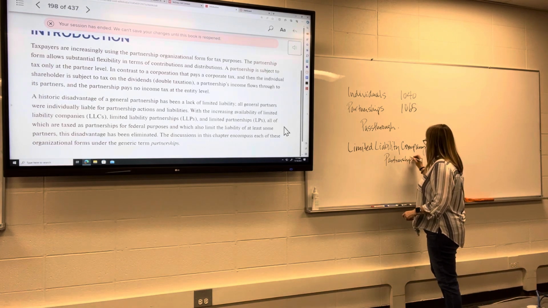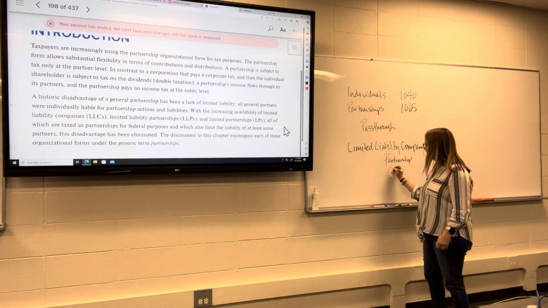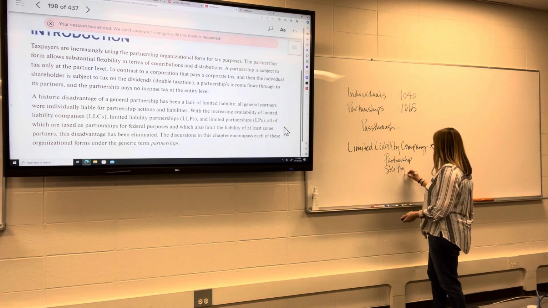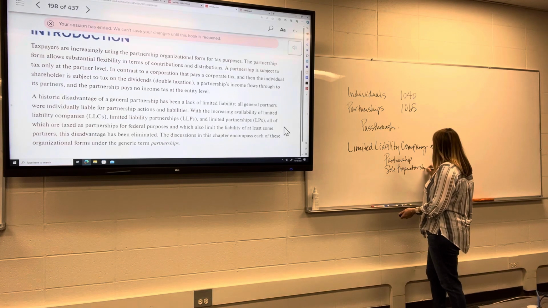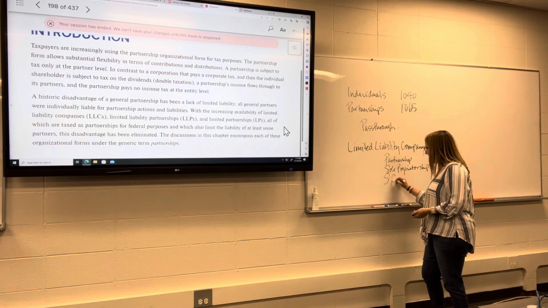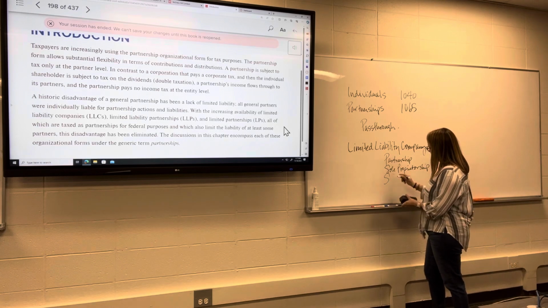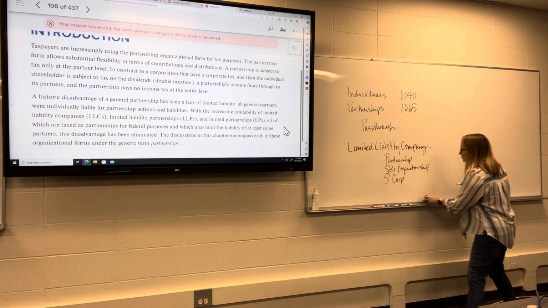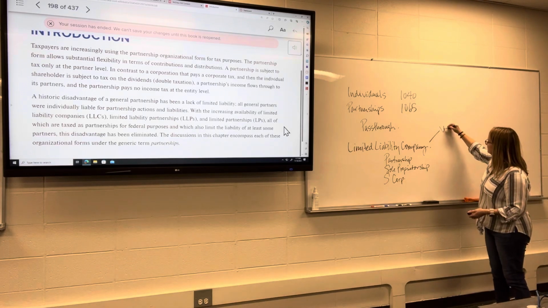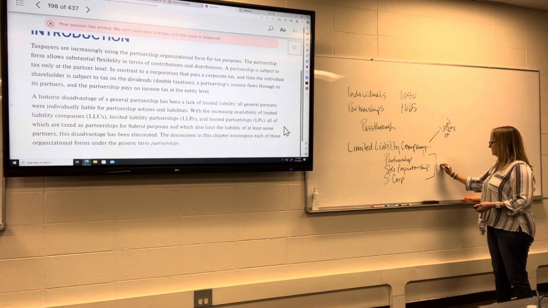Limited liability companies could be a partnership and therefore taxed as a partnership. They could be a sole proprietorship and therefore taxed as a sole proprietorship. They could also be what's called an S corporation and therefore taxed as an S corporation. So it could be any one of these types of tax entities. Right? So this is legal. These are tax.